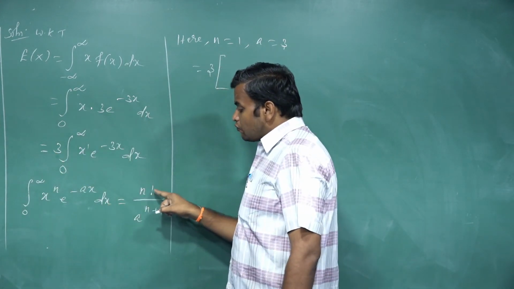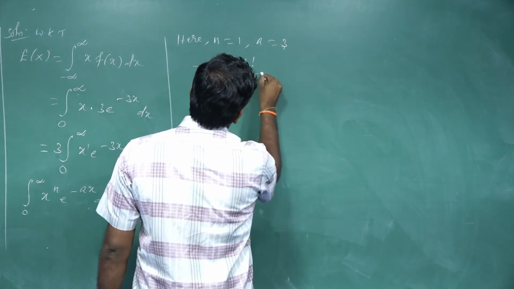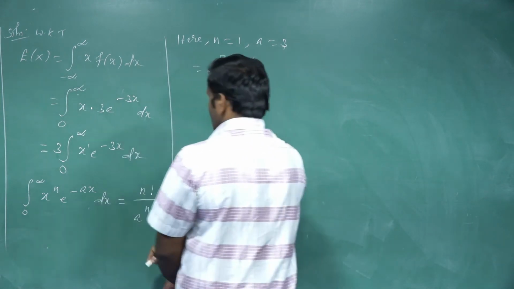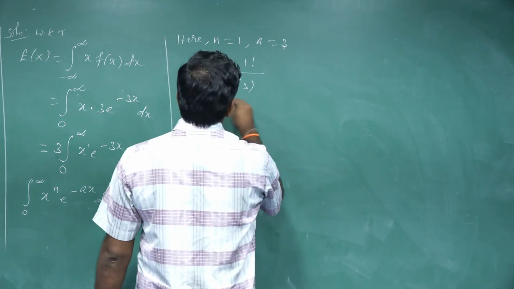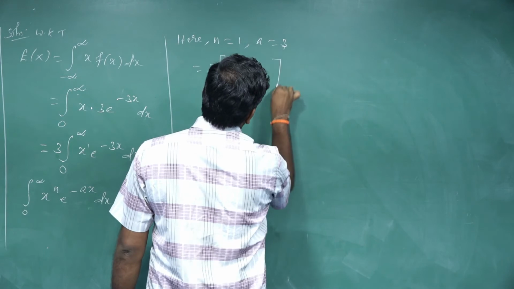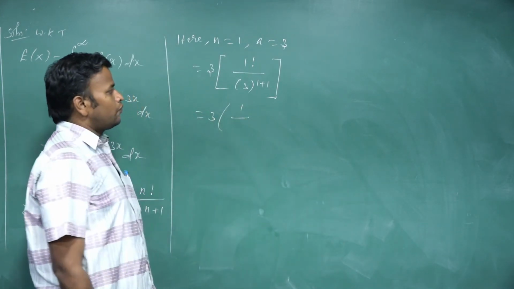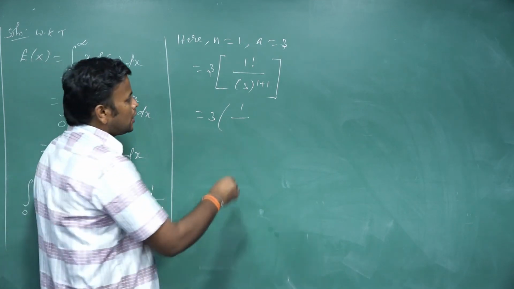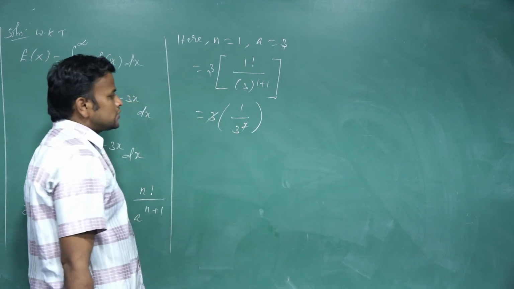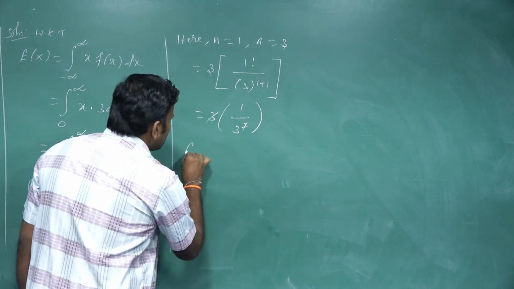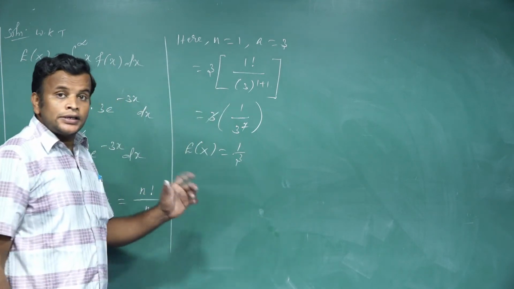The formula is n factorial by a power n plus 1. The value of n is 1, so 1 factorial by a power n plus 1, where the value of a is 3, power 1 plus 1. So 3 times 1 factorial, which is 1, by 3 square. So one 3 is cancelled. So E of x is equal to 1 by 3.